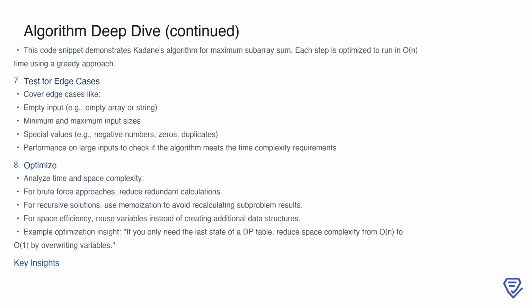Optimization is another key step. For brute force solutions, look for ways to eliminate redundant calculations. Recursive approaches can often benefit from memoization to avoid recalculating sub-problem results. Space efficiency can also be improved by reusing variables instead of creating new data structures. For instance, dynamic programming solutions might reduce space complexity from O(n) to O(1) by overwriting variables when only the last state is needed. These steps ensure the solution is robust, efficient, and scalable.